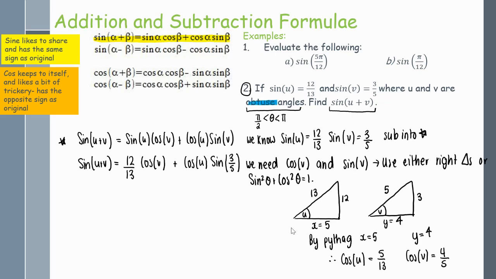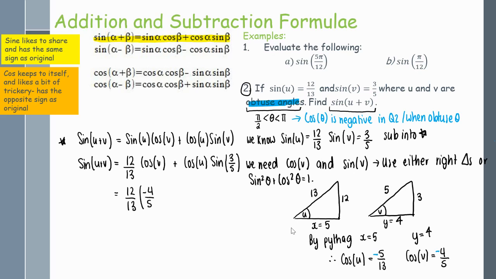But there's one catch. We have to recall that u and v are obtuse angles. So that means cos is in quadrant 2 of our unit circle. And for obtuse angles between pi on 2 and pi, cos is negative. So for cos u, I'm just going to stick a negative in front of the 5 on 13, the same as cos v. That's also obtuse, so my cos values are negative, minus 4 on 5.